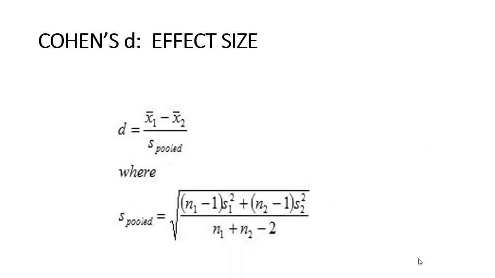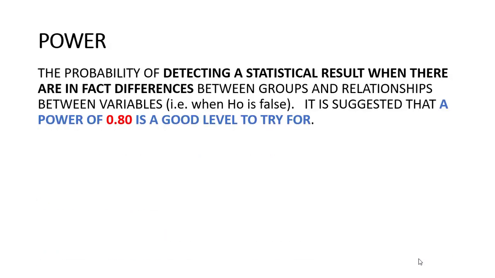And this is the formula for Cohen's d. Again, we don't need to worry about this because the program is going to calculate this for us. Then we're going to define power, and power is basically the probability of detecting a statistical result when there are in fact differences between groups and relationships between variables. In other words, when the null hypothesis is false. If the null hypothesis is not rejected, then we don't measure power.